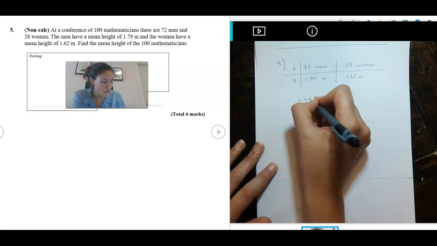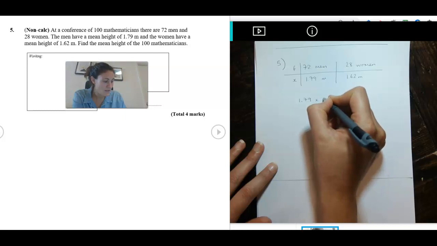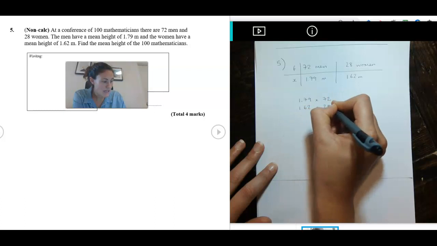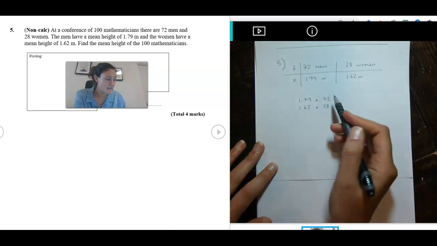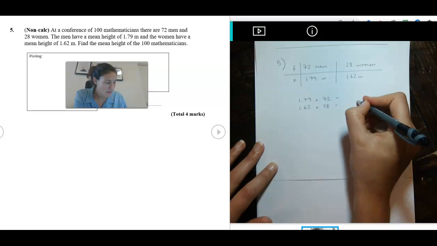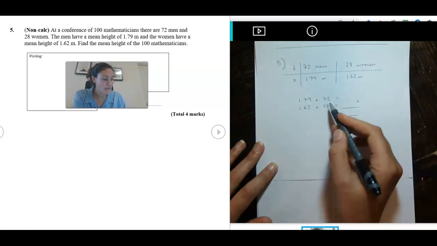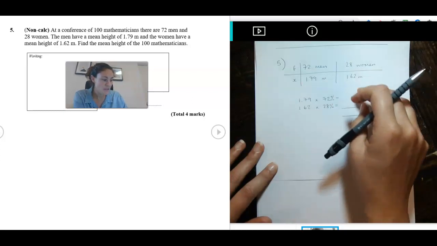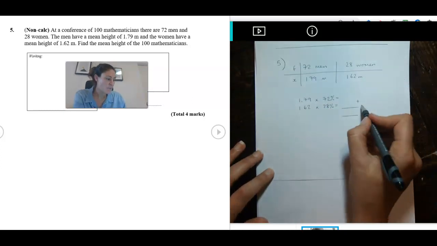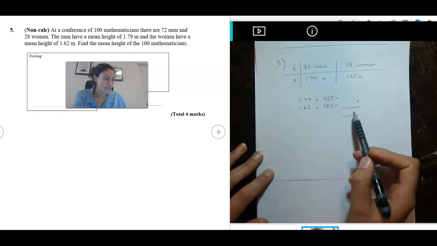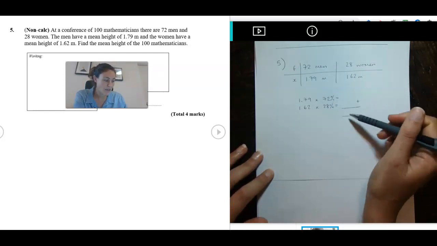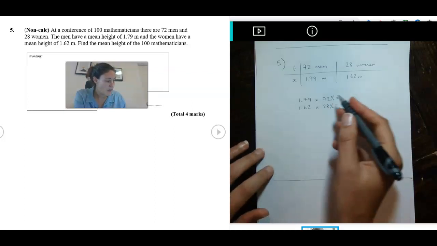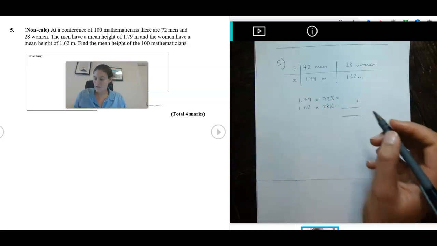We'll have 1.79 times 72, and then we'll have 1.62 times 28, and we'll add those together, and then we'll divide by 100, because you can think of this as a percentage, right? And so if you're doing 72% of that and 28% of those, then you want to add it up. So if I've got a percentage there, it's already divided by 100. If I haven't got the percentage sign there, I need to divide it by 100 at the end. So I probably won't bother.